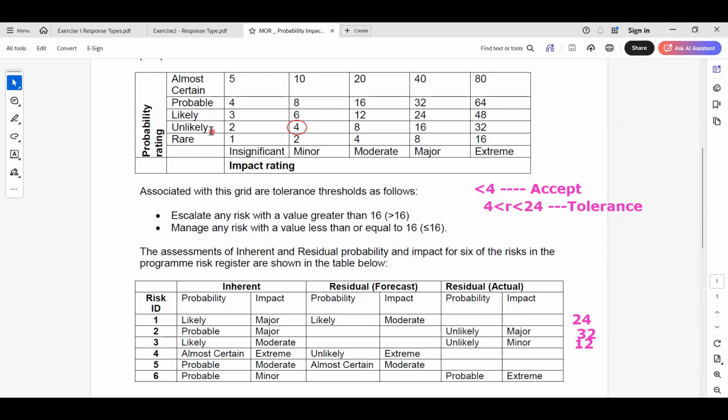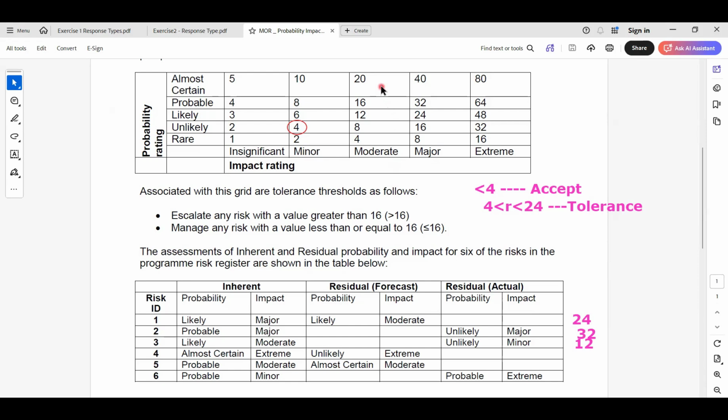Yes, it is okay. Now, on tolerance, just one more point. Almost certain and major, and almost certain and extreme, are going beyond tolerance. It will be escalated then. Almost certain and major, obviously, it should be escalated because it's going beyond the tolerance level. Moderate and almost certain is also about to reach the tolerance.